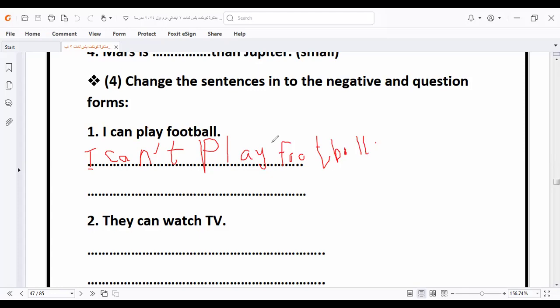What can I do in the question form? In the question form, we invert the verb instead of the subject, like this: Can you play football? I asked him about playing football. The answer would be yes, I can, or no, I can't. And I put a question mark at the end of the sentence.